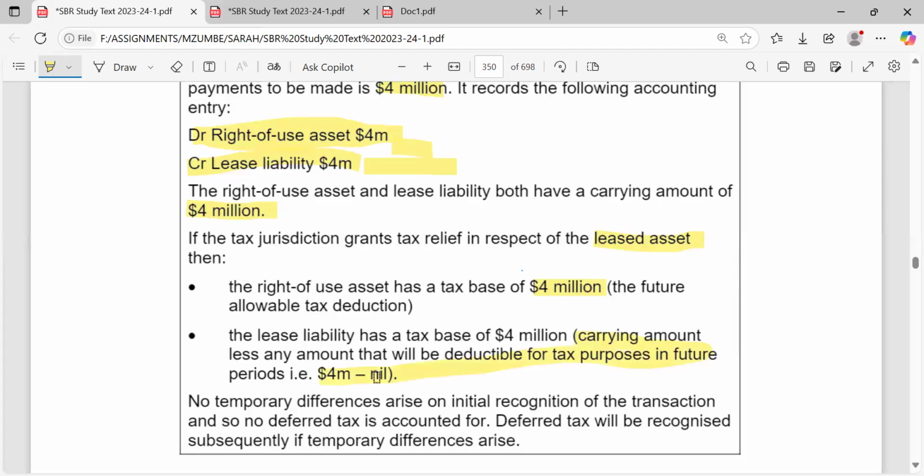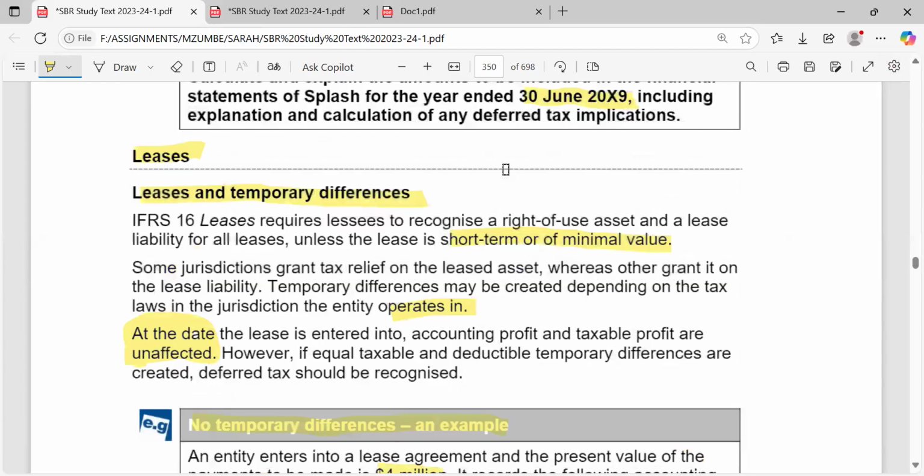So you see, you have 4 million and here we have 4 million. So we say no temporary differences arise on initial recognition of the what? Of the transaction. And so no deferred tax should be accounted for, right? Because the difference is zero. Simply speaking, the net assets difference equals 0. So deferred tax will be recognized subsequently if temporary differences do arise, right? So in case temporary differences arise, that's what we're going to do. That's why you can get the point here, right? It was well written somewhere here, right? Okay.